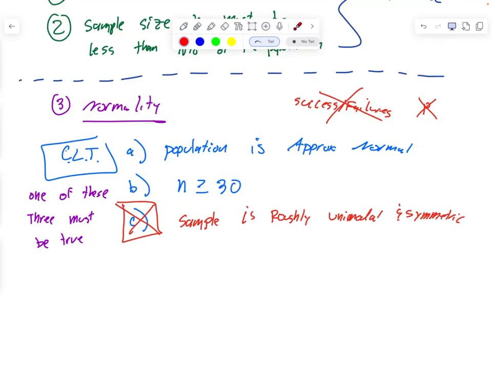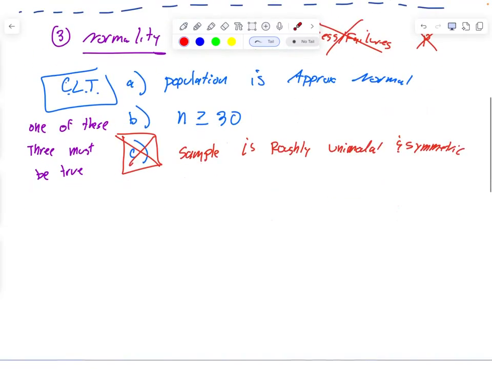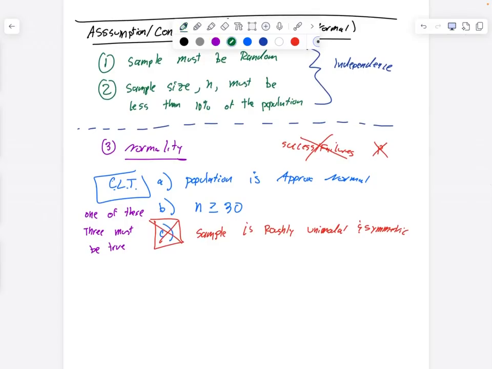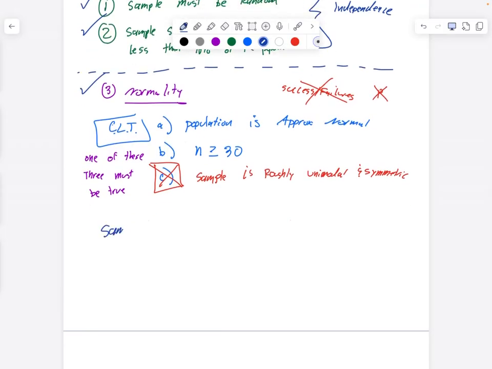If all three are true, check. So if this is true, and this is true, then the sampling distribution is approximately normal. And as we learned yesterday, the mean of the sampling distribution of sample means is just the mean. And the standard deviation of the sampling distribution of sample means is the standard deviation over the square root of n, which you did in your do now. That's what I walked you through.